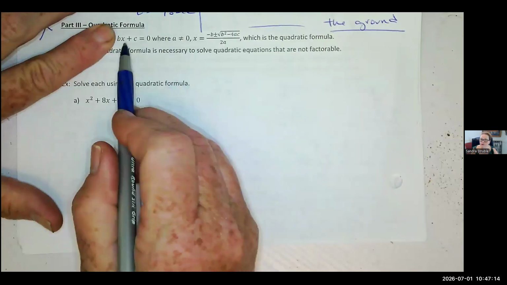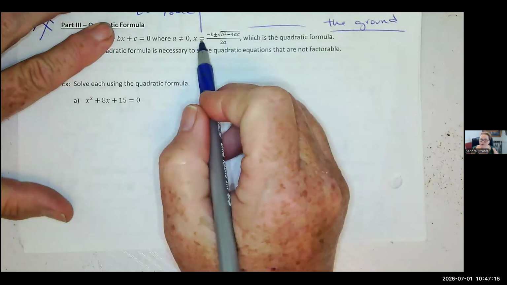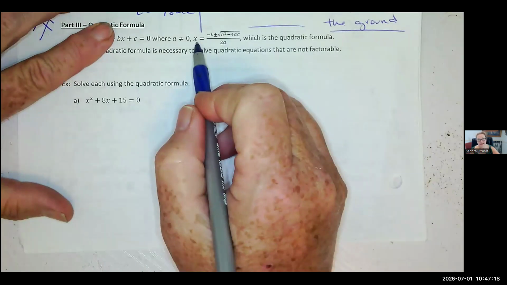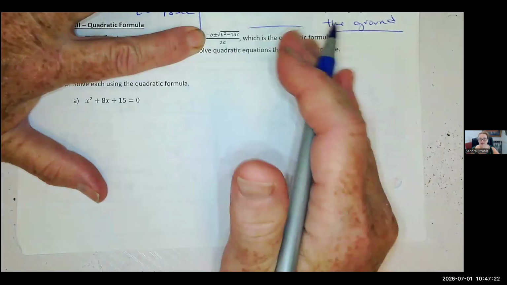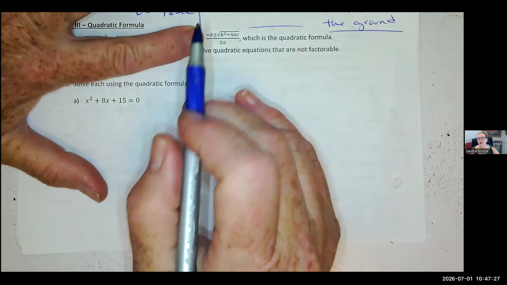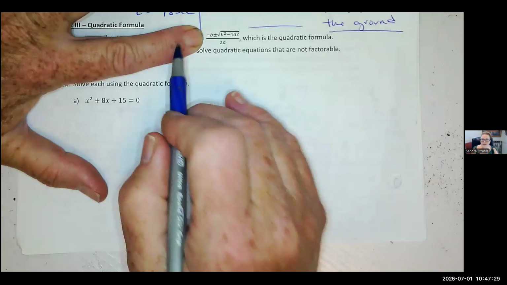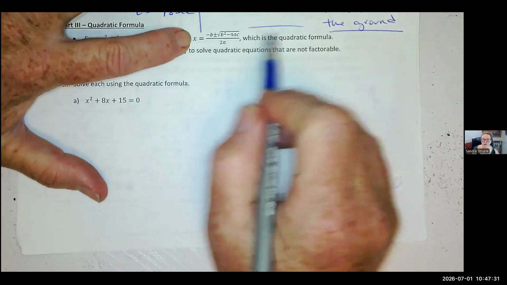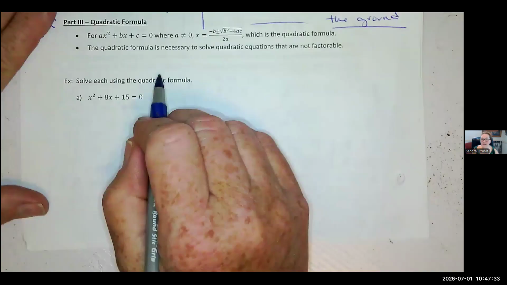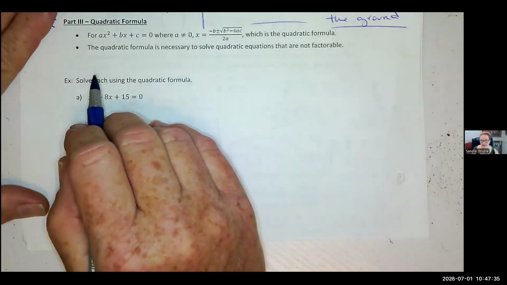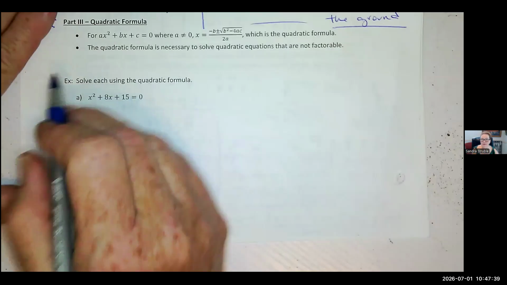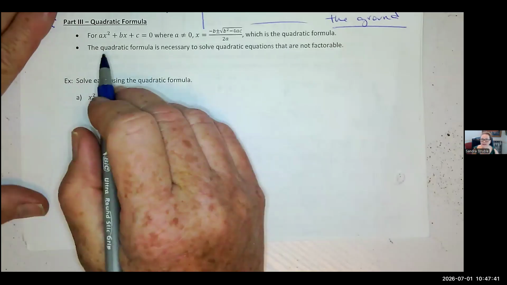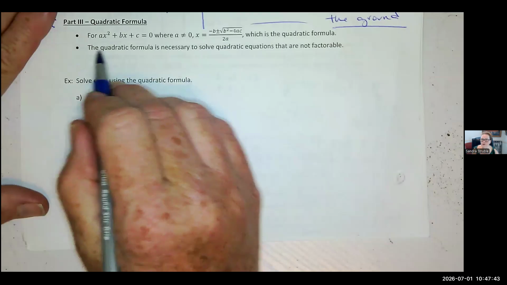We're going to use the formula x equals. Now, many students think it's just this, the negative b plus or minus the square root of b squared minus 4ac all over 2a. It's not. It's actually x equals all of that. And this is the quadratic formula. You use this when you can't factor in any other method, and it is an option for factoring, honestly, any quadratic. The quadratic formula is necessary to solve quadratic equations that are not factorable.